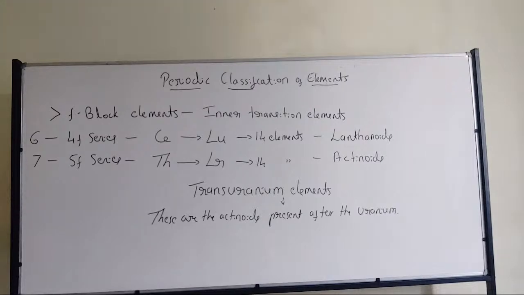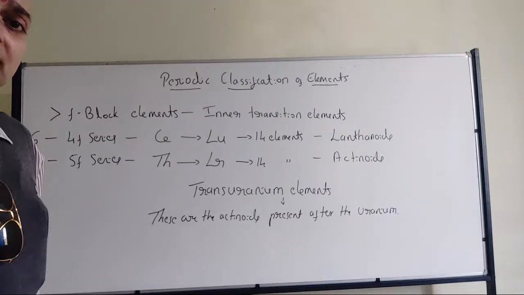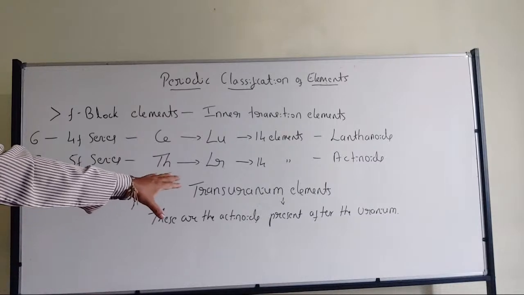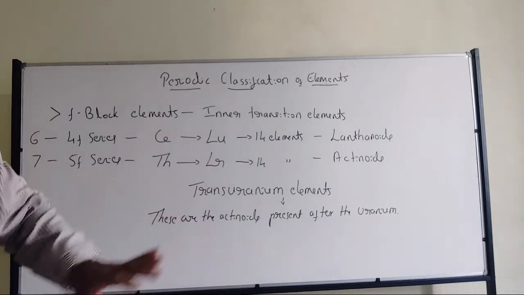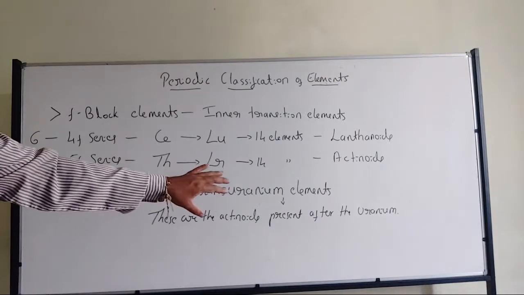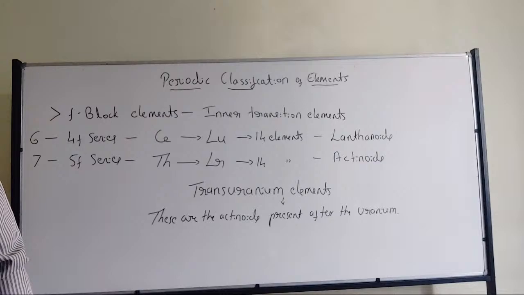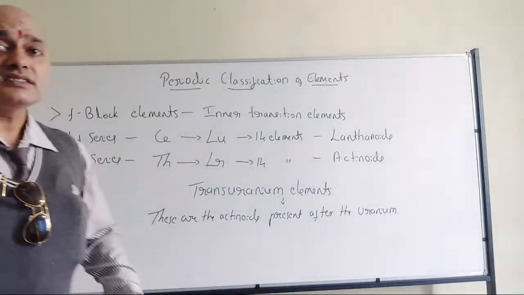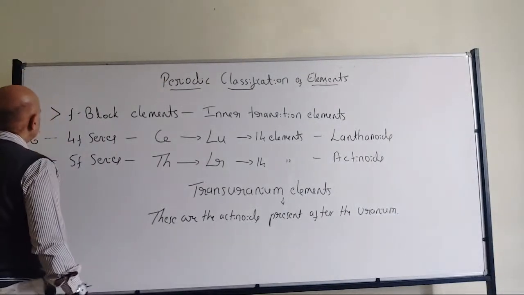What do you mean by transuranium elements? These are the actinoids. It's understood that we are talking about the 5F series, or you can just say that these are the 5F series elements which are present after the uranium. Those elements are called transuranium elements.